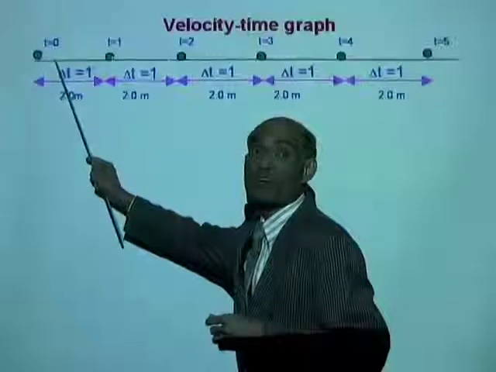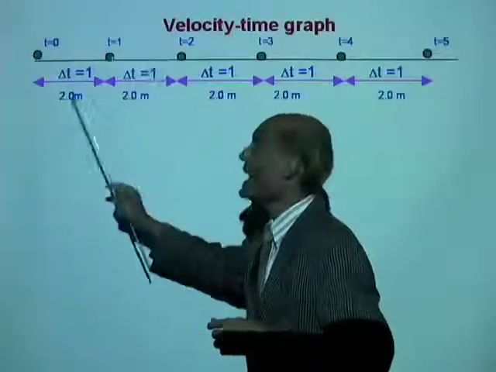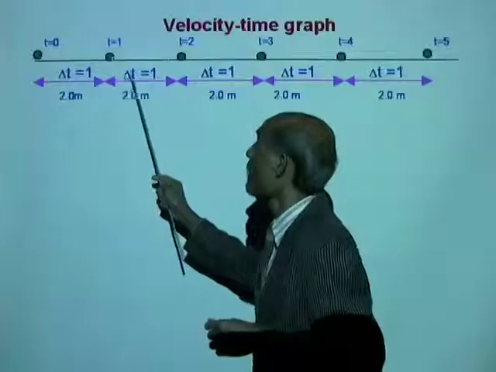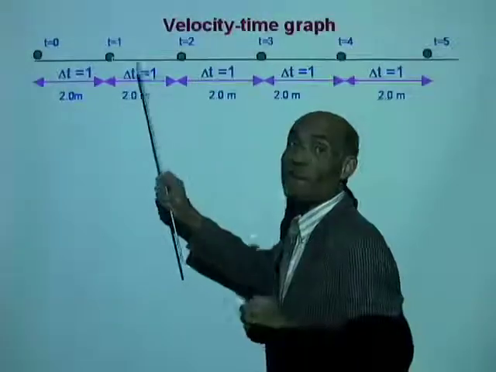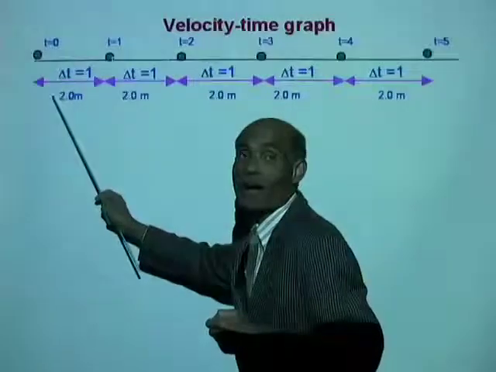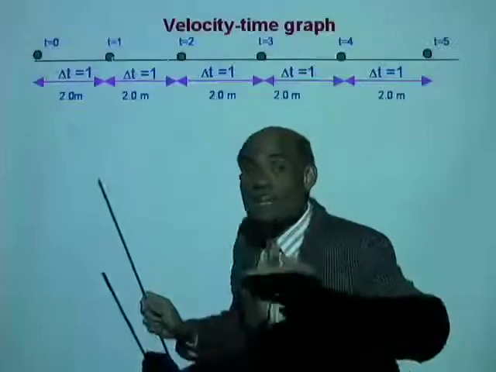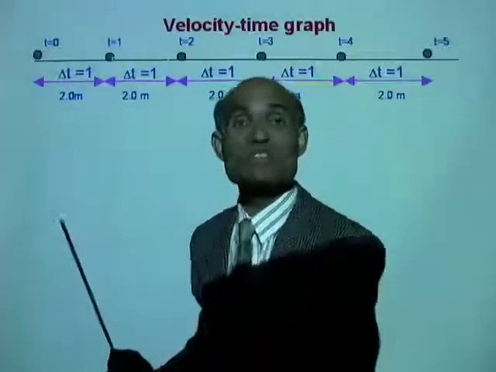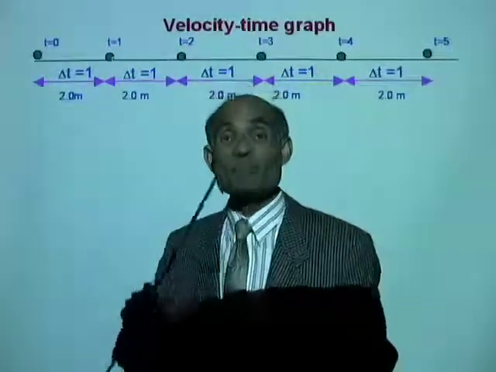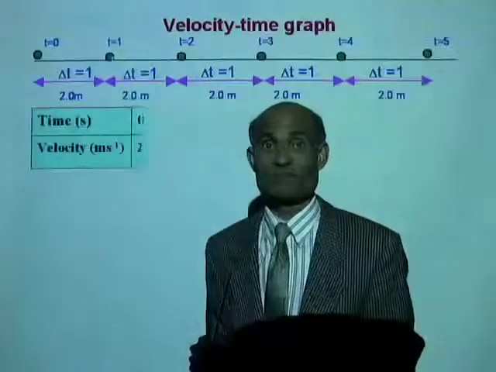If you look at this, I have represented the positions of the particle at intervals of 1 second. That means each second the position changes by how much? By 2 meters. Each second the position changes by 2 meters. It means the object has a uniform velocity.